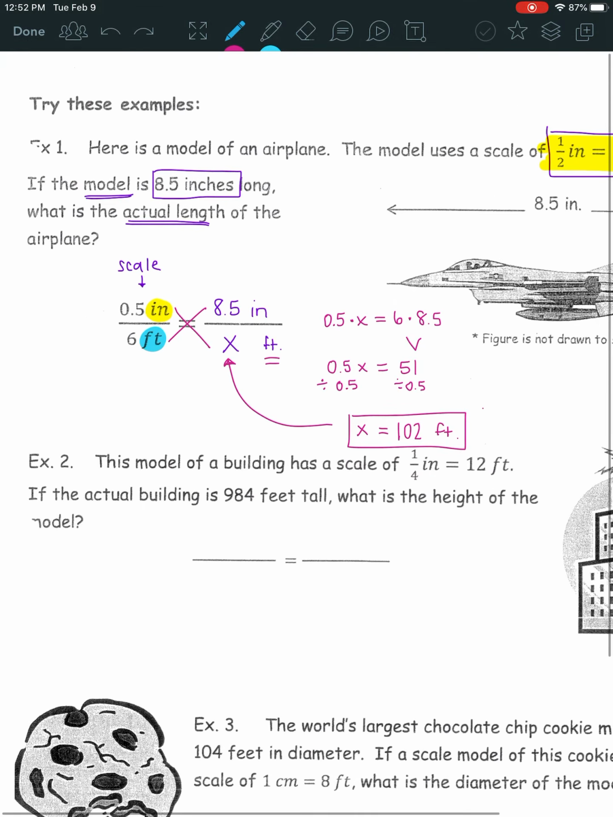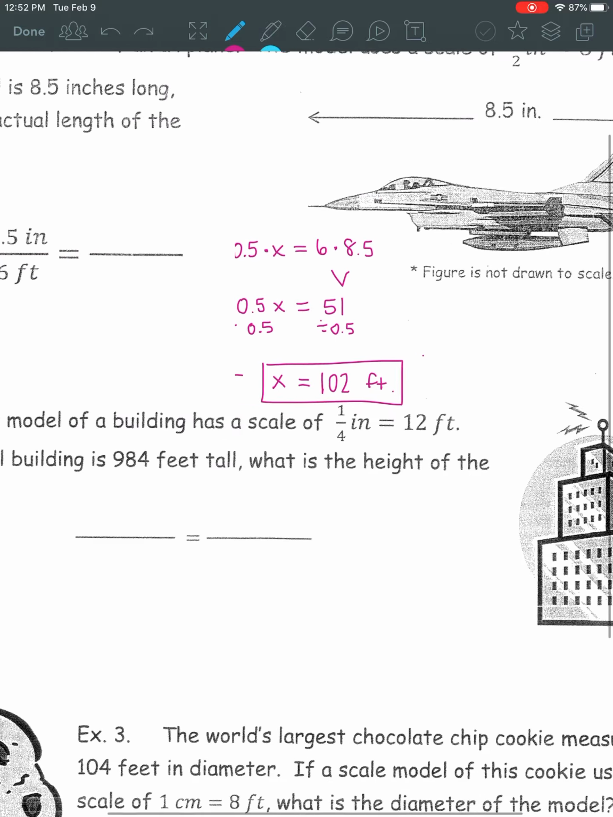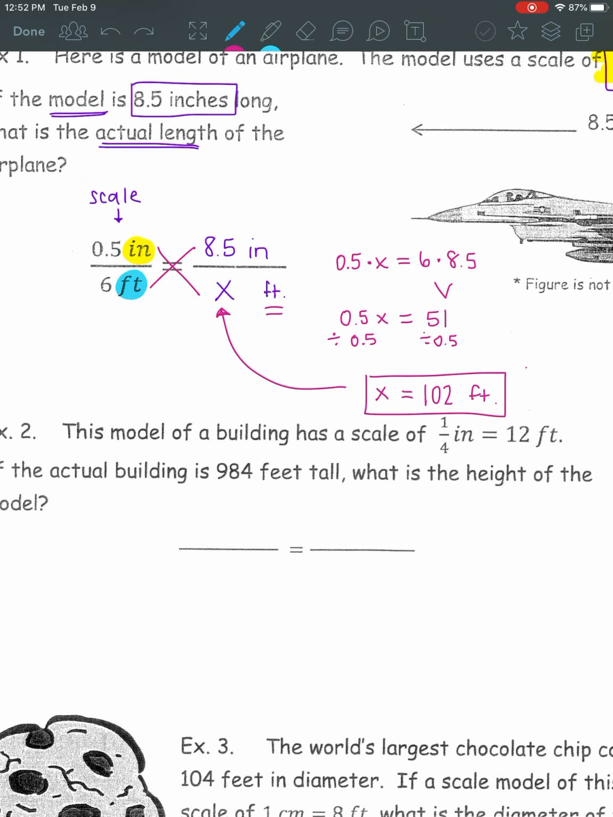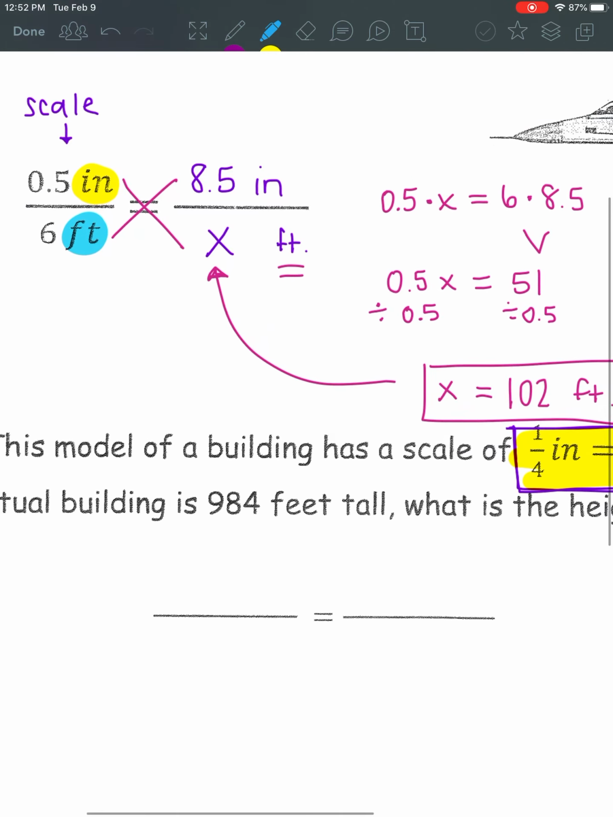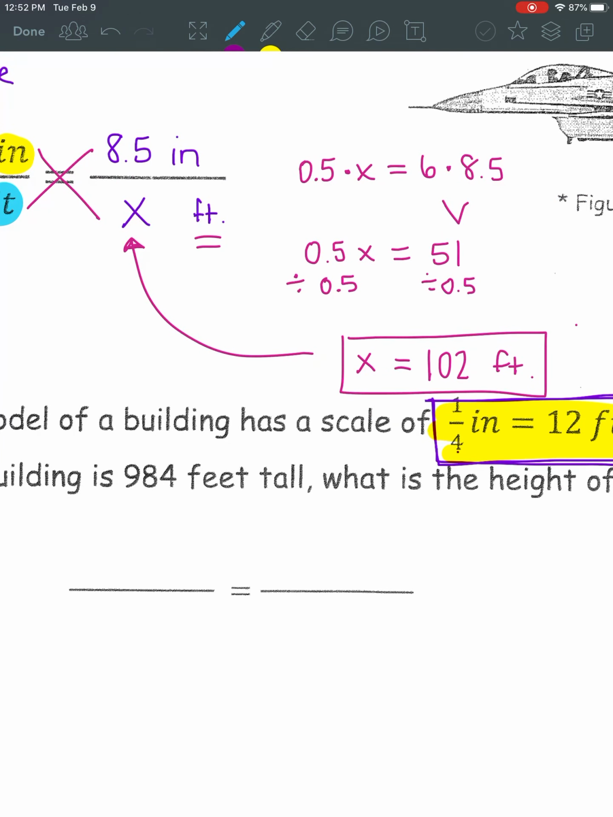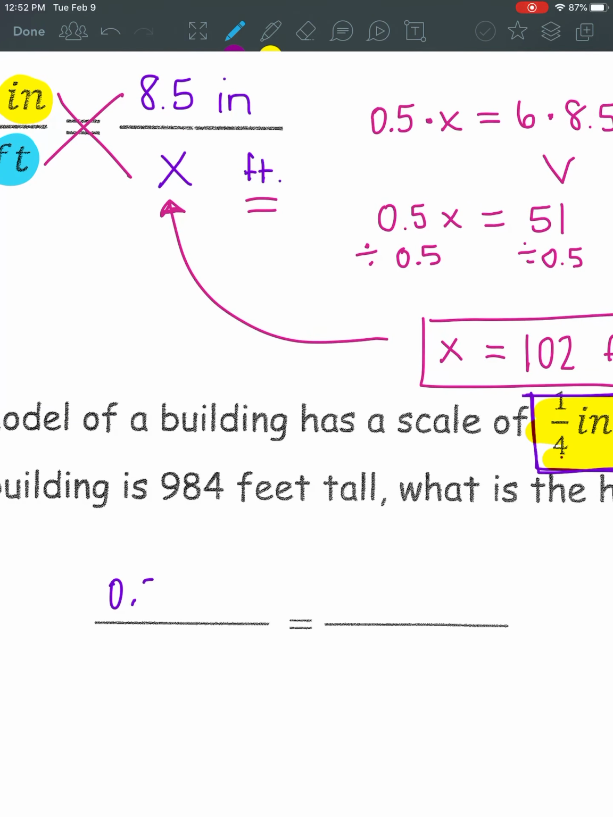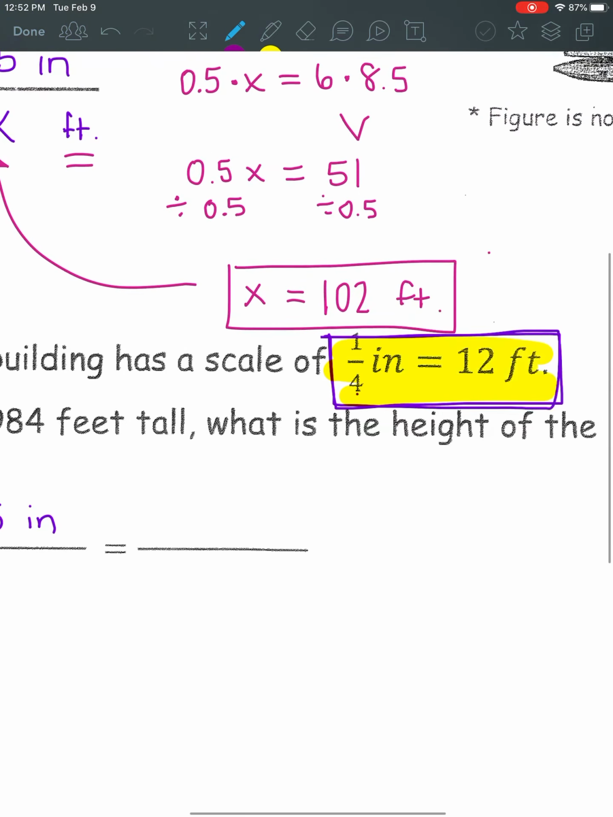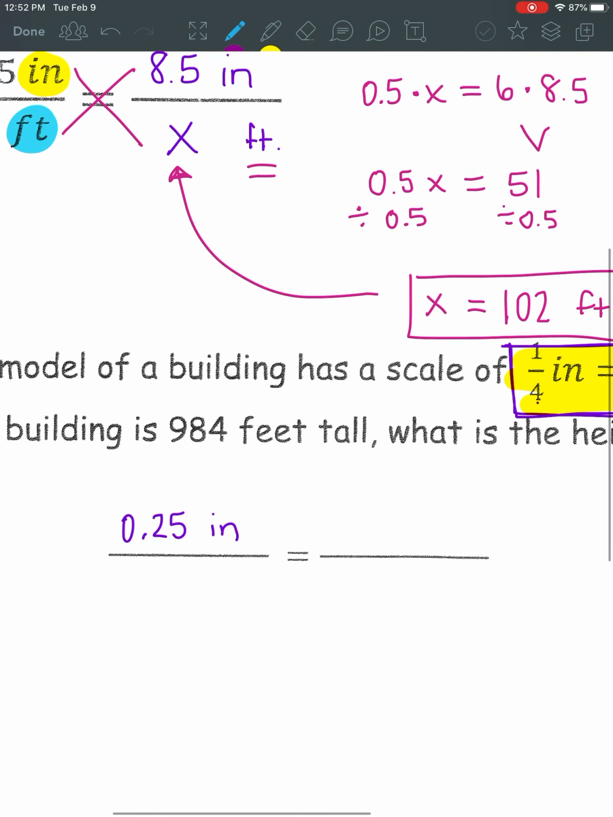Next one. So now we have a model of a building. So here's a building over here. Think about having a model that you create. The scale is 1/4 of an inch is 12 feet. So this is going to be our first fraction in our proportion. Now, 1/4 we want to change to a decimal. 1/4 is 0.25. Now I'm going to include those labels because that helps us then set up the second fraction. So 0.25 inches is equivalent to 12 feet in real life.